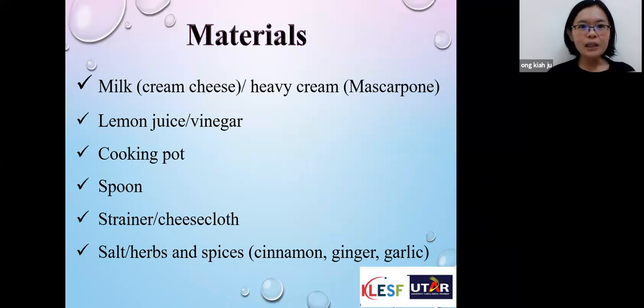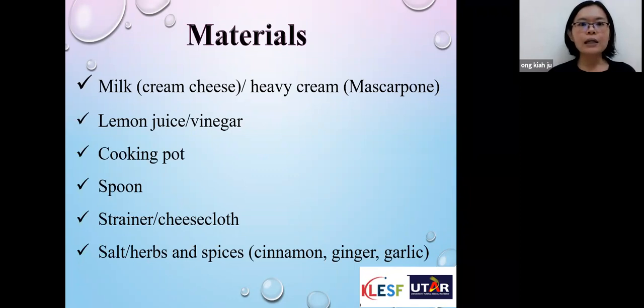If you want to prepare cream cheese, you have to use milk. But if you want to prepare mascarpone, you can use heavy cream or cream. So it depends on whether you want to produce cream cheese or mascarpone. You can either choose milk or heavy cream. The rest of the materials are the same, because all the procedures to make these two types of cheese are actually the same.